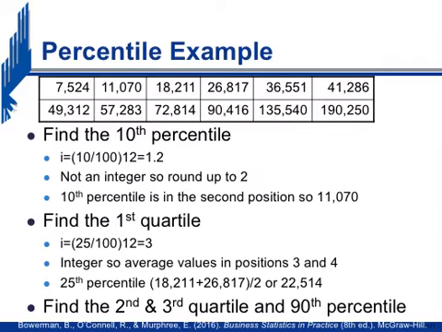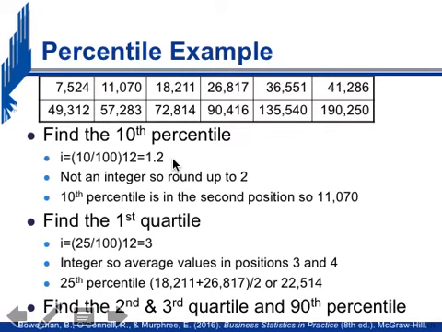So in this example, we have a dataset of 12 numbers that are already arranged in increasing order. So if we have to compute for the 10th percentile, again, we have to compute first for the index. The 10th percentile is the one being asked here, so p should be 10. And there are 12 numbers in the dataset, so n is equal to 12. Computing for the index, we will get 1.2.